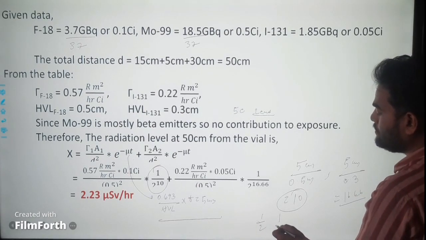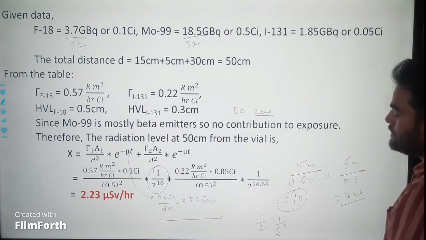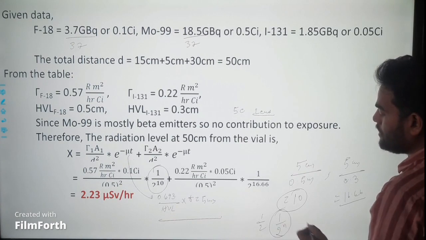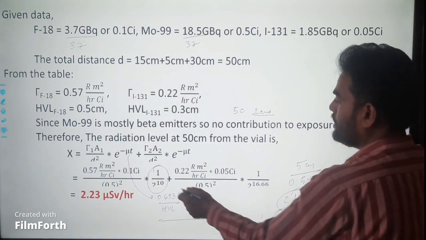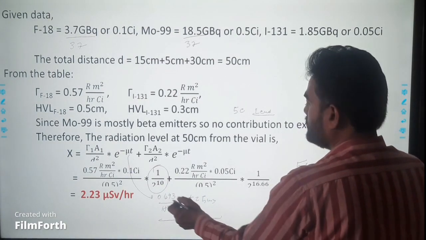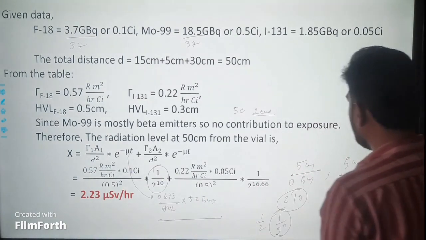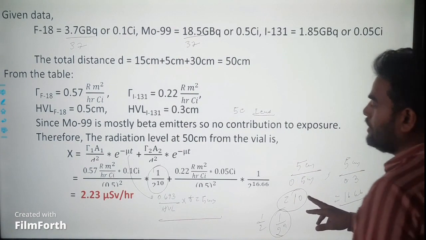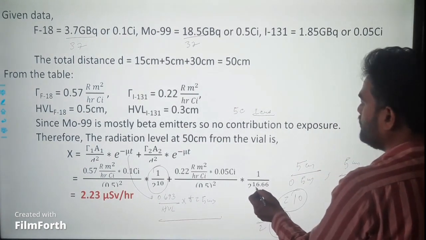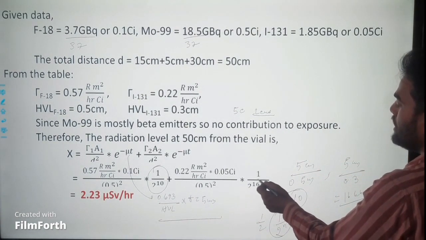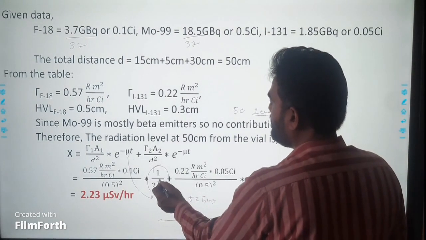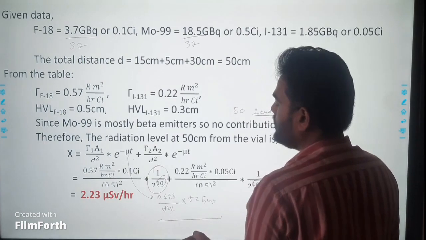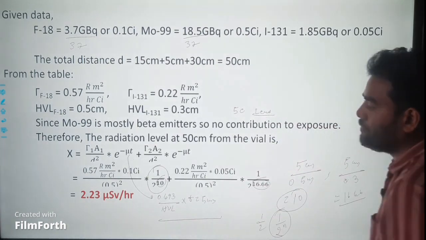Suppose the number of HVL is n, then the intensity will reduce by 2 raised to power n. Similarly, this value will be called the reduction factor, and directly you can put the reduction factor value here. So the reduction factor for the iodine will be 1 upon 2 raised to power 16.6, that is its HVL value. Similarly for the F18 it will be 10, so 1 upon 2 raised to power 10 will be the reduction factor for this.